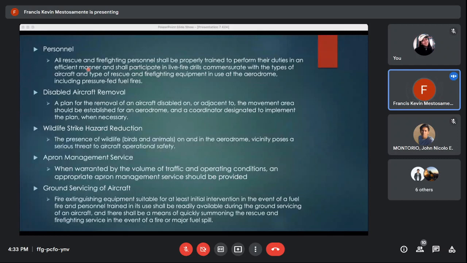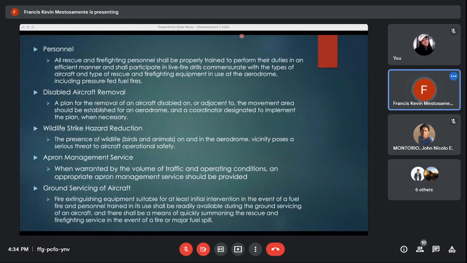So very self-explanatory naman. Of course, dapat yung ating firefighters and of course rescue personnel dapat train sila on their duty or on their job, and they are trained or specialized sa aircraft operation or emergencies on the aircraft operation.